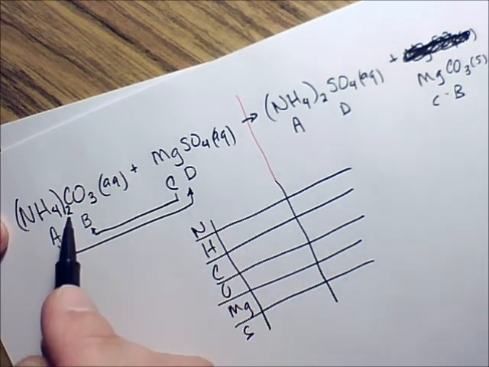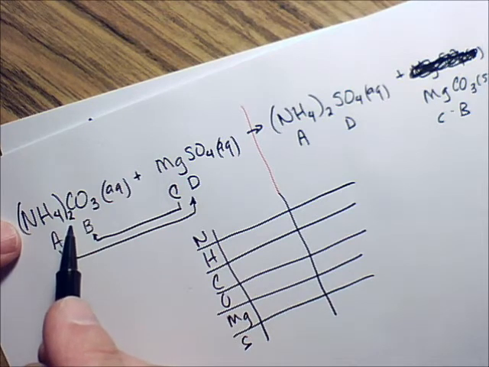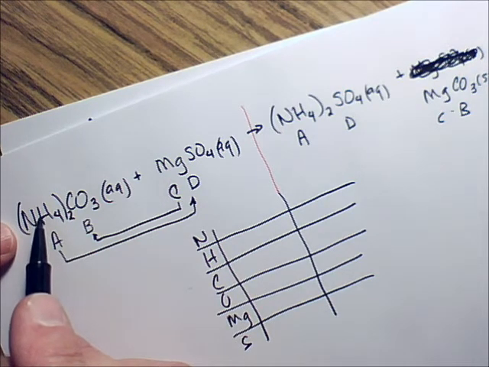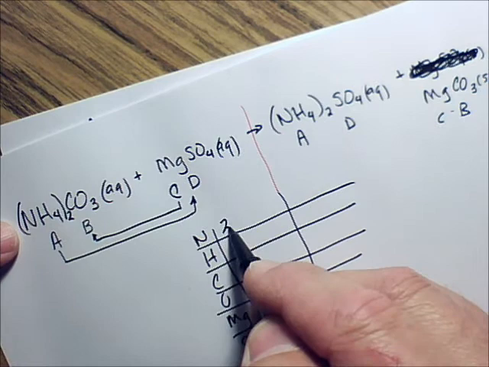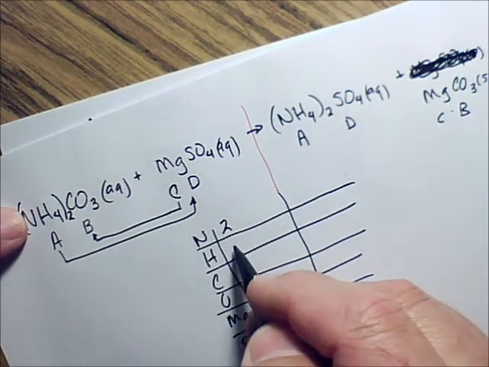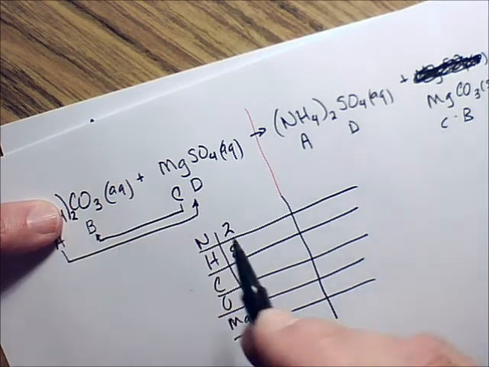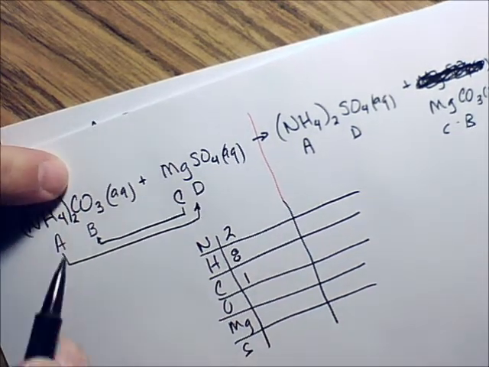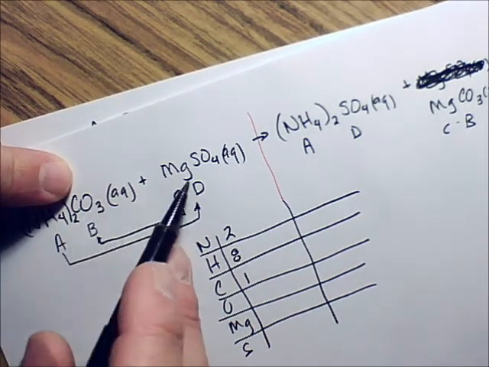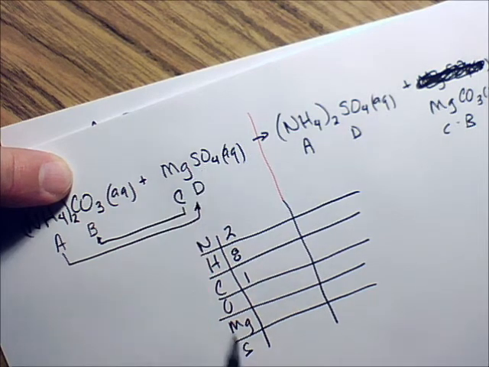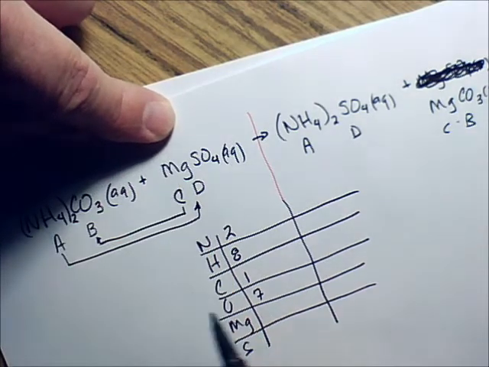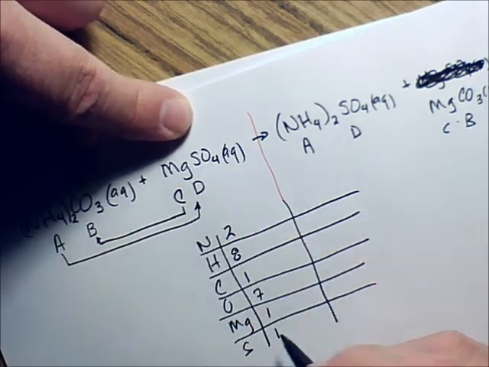So let's see, this 2 outside the parentheses here means I multiply everything inside by 2. Therefore, I've got 2 nitrogens and 8 hydrogens here. Okay? I have 1 carbon. I've got 3 oxygens here, but I've got 4 more over there. So I've got a total of 7 oxygens. Okay, I've got 1 magnesium and 1 sulfur.